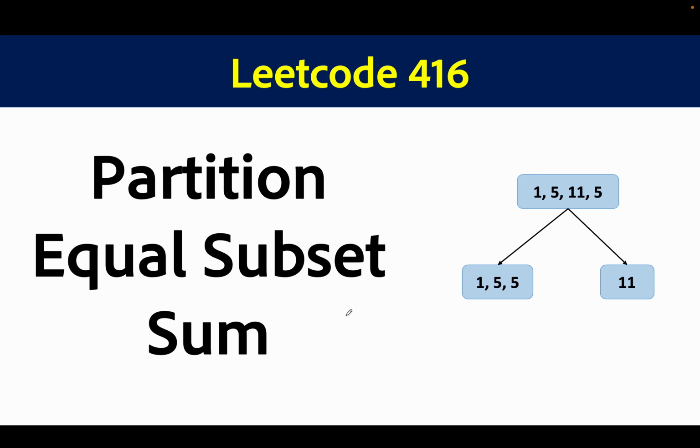Hello everyone. Today's problem is to figure out whether a given set of numbers can be broken down into two subsets whose sums are equal. So if you see, the sum of this set is 22, and the sum of this set is 11 and here also 11. So we have broken 22 into 11 and 11. So in this case it's true, but there may be cases where we cannot partition it equally.